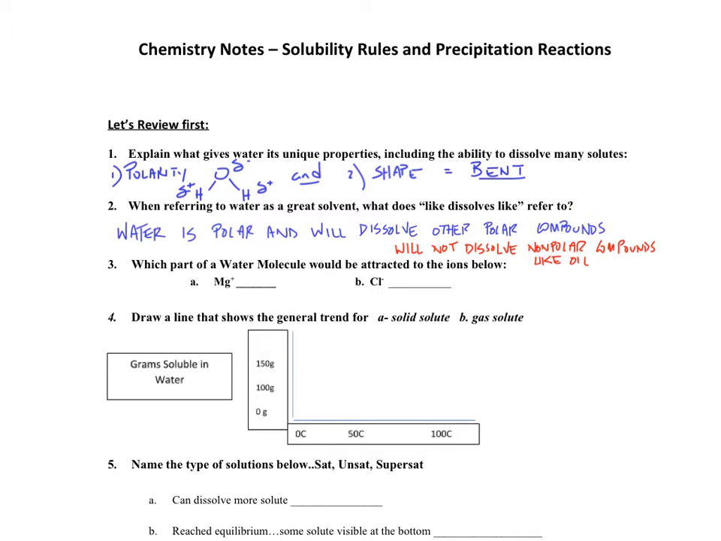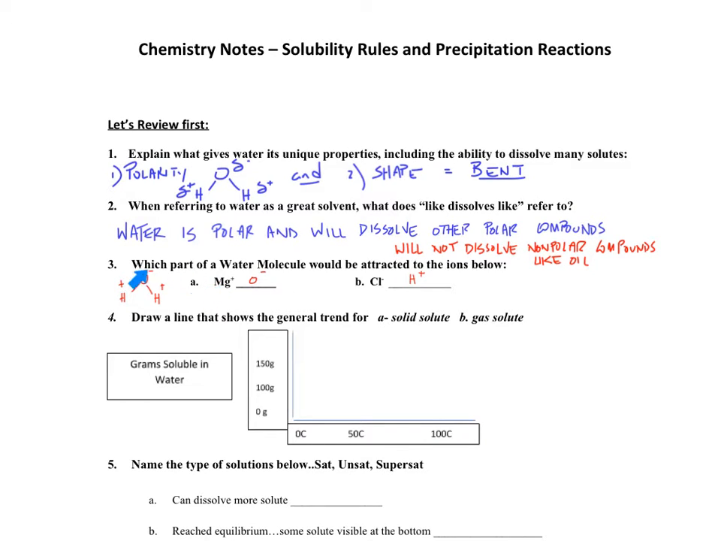Number 3, which part of the water molecule would be attracted to the ions below? So when I look at a water molecule, we talked about a second ago that oxygen is slightly negative. So oxygen in this compound is negative compared to the hydrogens, which are positively charged. So if I've got a positively charged magnesium ion, positive is going to attract a negative because opposites attract.